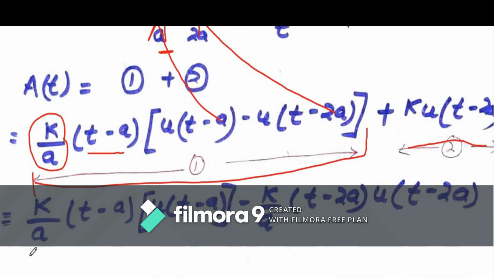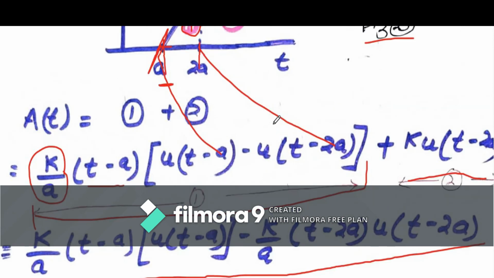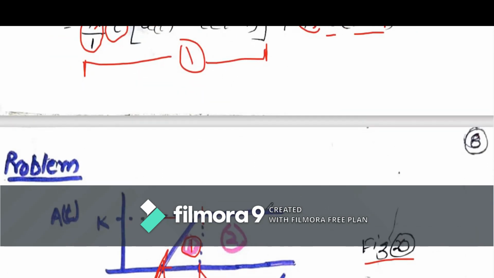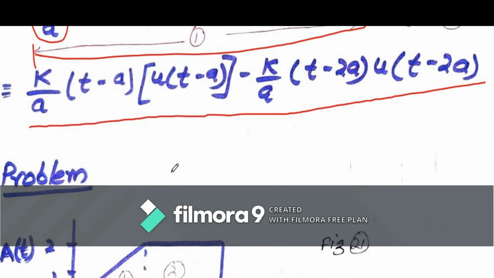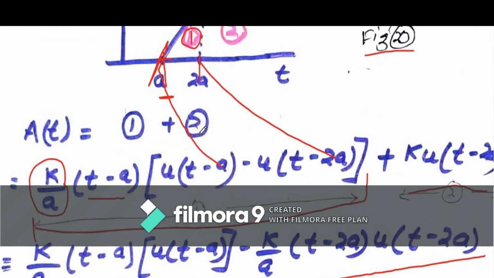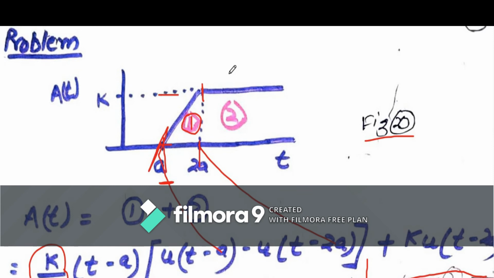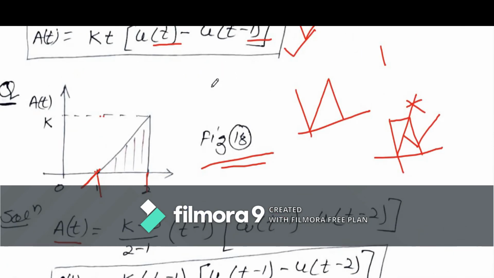Now the next question. If you see, this is again the shifted version of the previous waveform. Simply by shifting the previous expression, we get the expression of this waveform. This has two parts. So in this expression, if you put t minus A, you will get the expression for figure number 21.